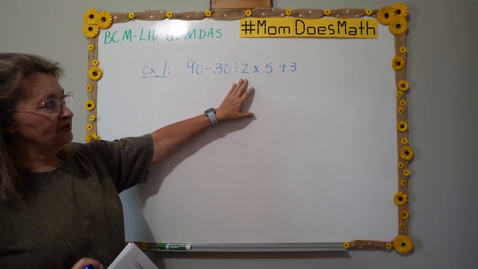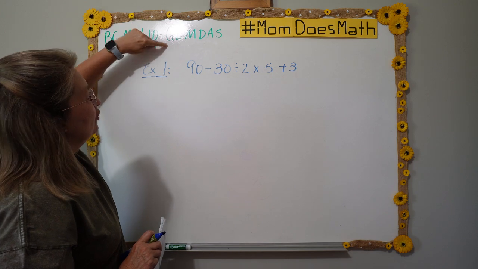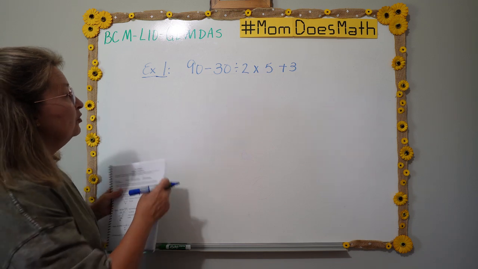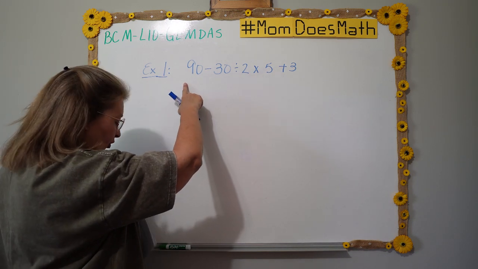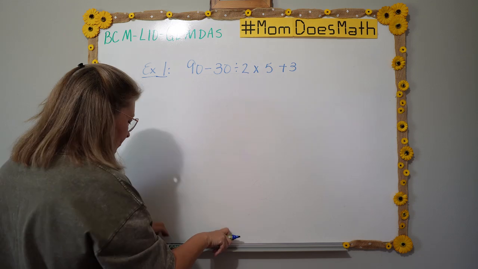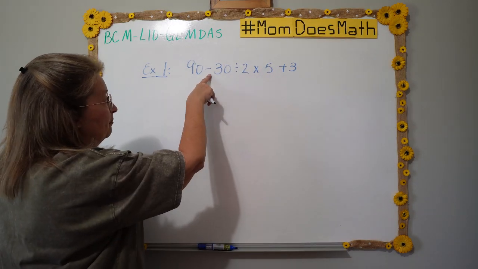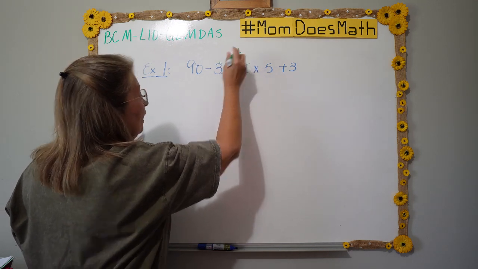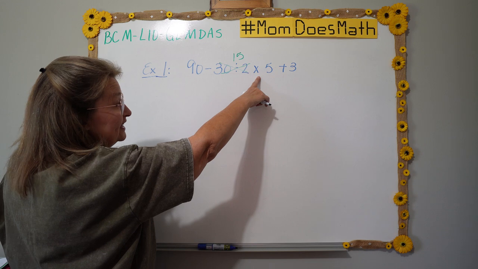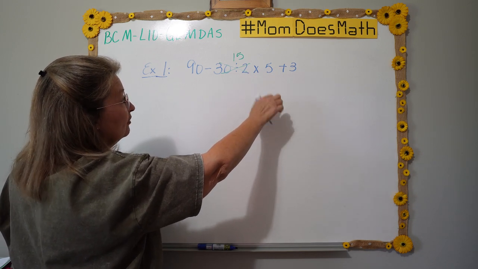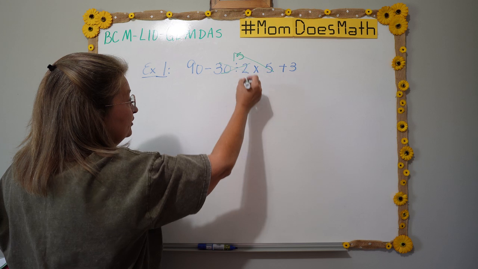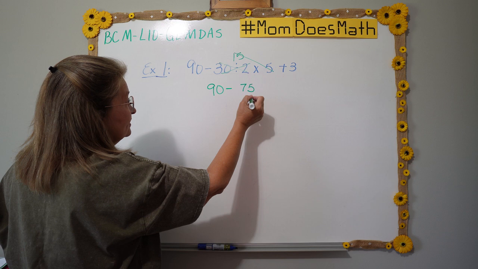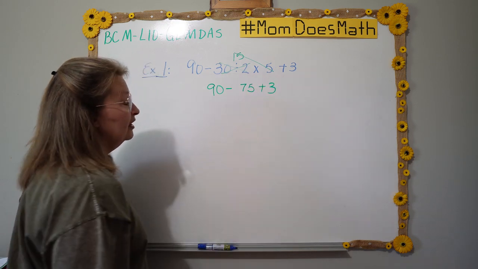90 minus 30 divided by 2 times 5 plus 3. There are no grouping symbols and there are no exponents. So I am down here on the multiplication and division. I'm going to multiply or divide as I come to it from left to right. Minus, I'm not doing. Here's 30 divided by 2. 30 divided by 2 is 15. My next thing is a multiplication, so I can go ahead and do it as well. What is 15 times 5? Well, 5 times 5 is 25, so that's 75. So now what I have is 90 minus 75 plus 3.